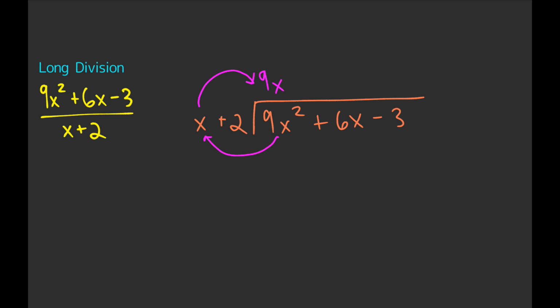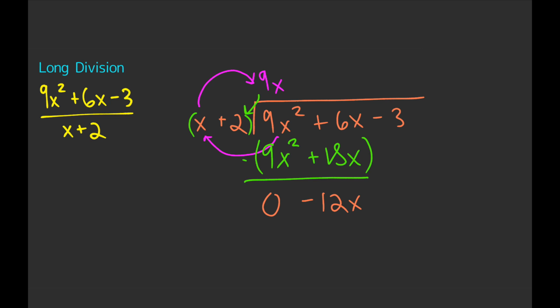Now that we have the first term of our quotient, we multiply it by the divisor. So we do 9x times x, which is 9x squared, and then 9x times positive 2, which is positive 18x. Then we take that and subtract it. You might recognize this from normal division. 9x squared minus 9x squared is just 0. And then we do 6x minus 18x, don't forget the minus, which is negative 12x.